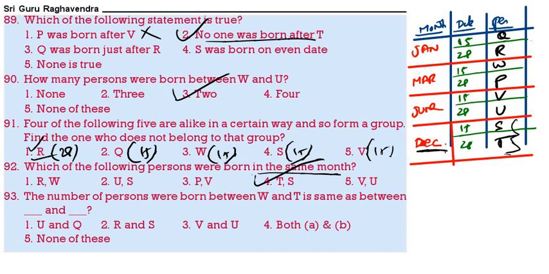The number of persons between W and T, 1, 2, 3, 4, is the same as between. There should be 4 persons, so 4 persons between U and Q. Between U and Q also, how many persons? 4 persons. Between R and S also, how many persons are there? 4 persons. So both A and B are correct.